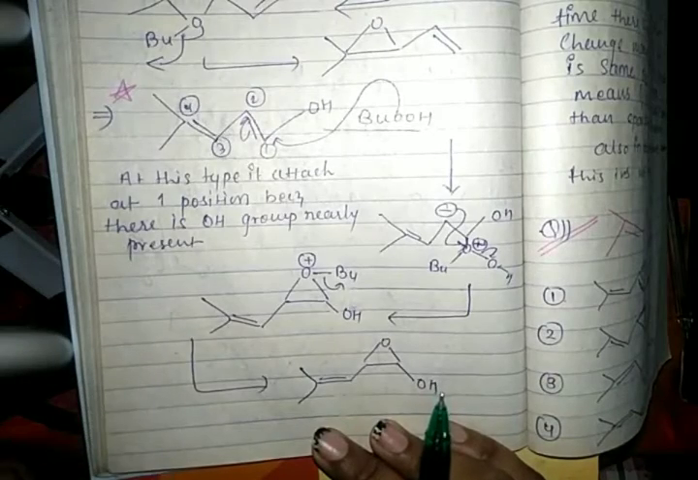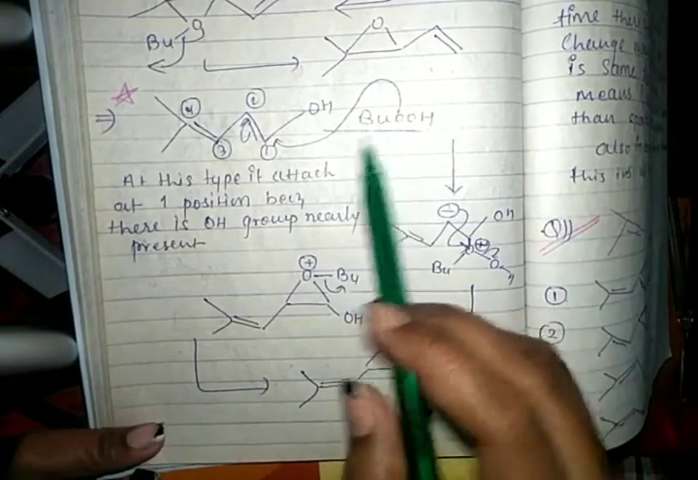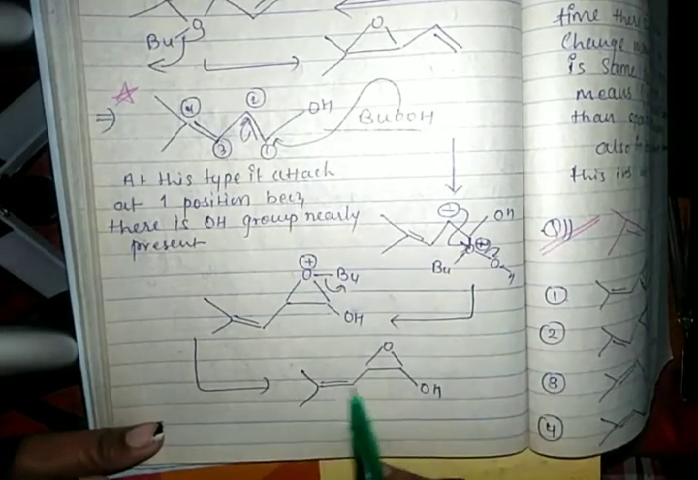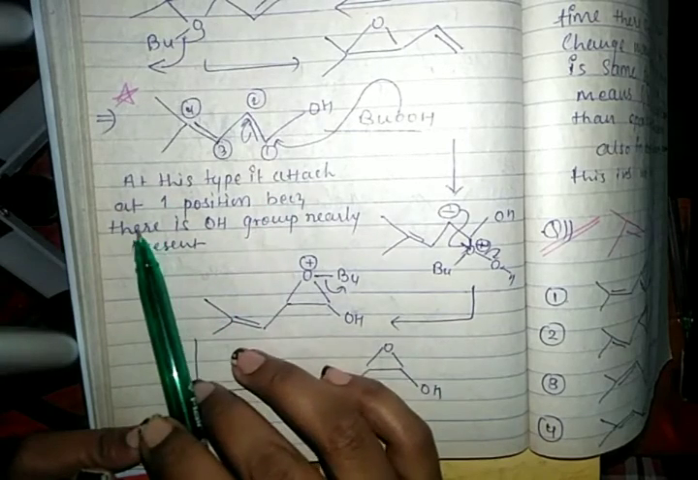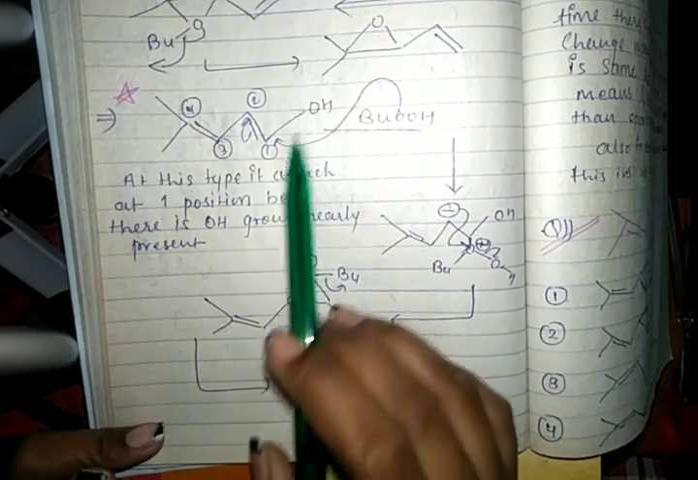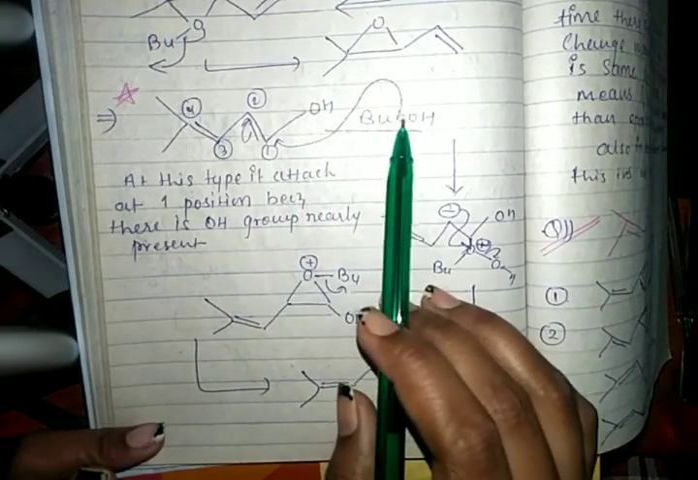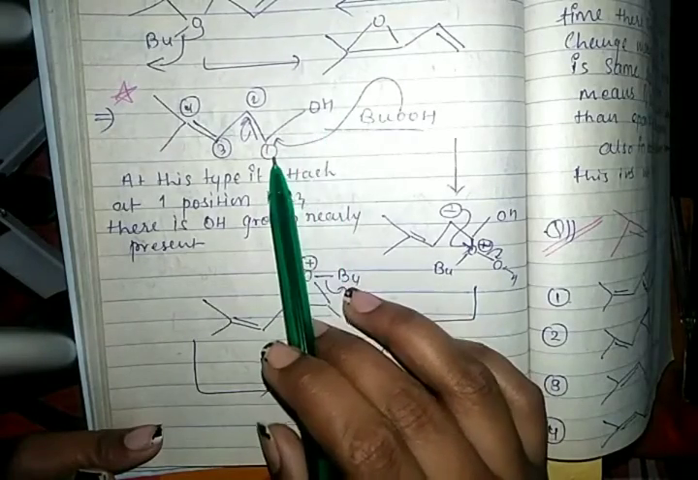There is also another example of epoxidation. This is the whole mechanism of the formation of epoxide. At this step, it attacks at the first position because the OH group is present nearby. So tert-butyl peroxide attacks at that position where the oxygen is nearer.